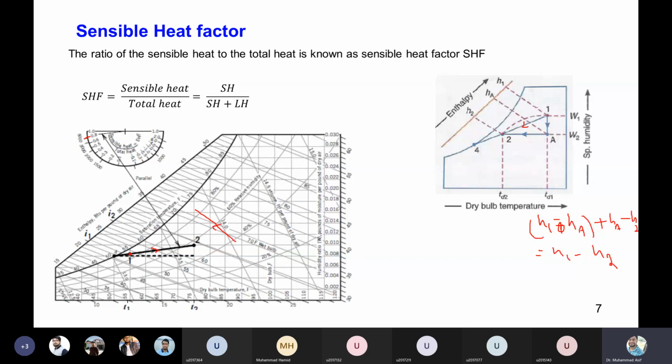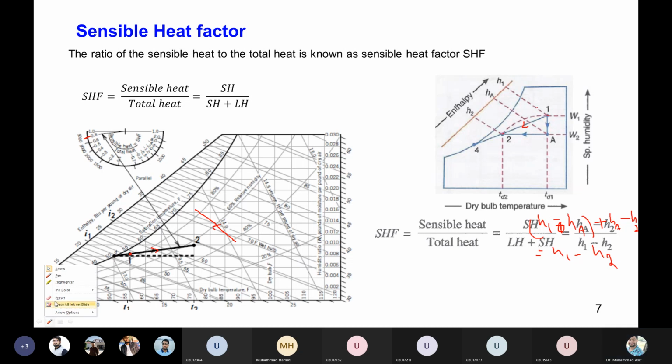And this process is called the cooling and humidification process. This is just like the process in an air conditioner. This is a summer air conditioning process, right? So this is the sensible heat factor of this shape. Let me erase this.